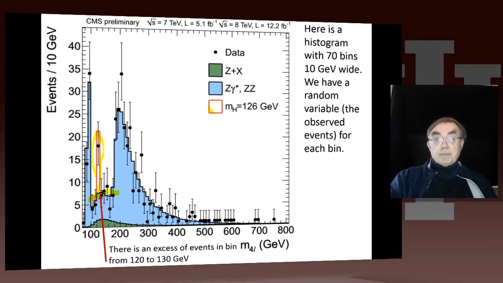This has not really got enough statistics to be absolutely robust, but it confirms the measurement because it shows an excess of events of the Higgs boson. And all this stuff here is background from various possible final states, which are of different colors.